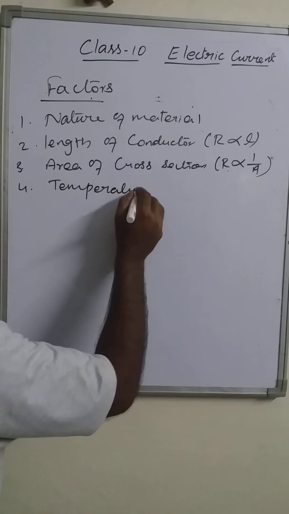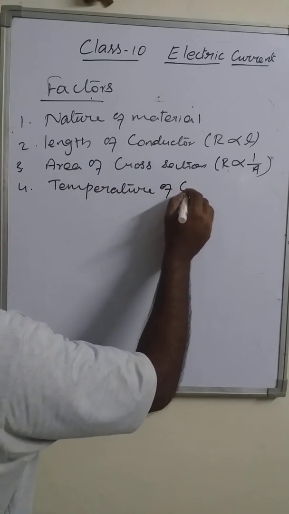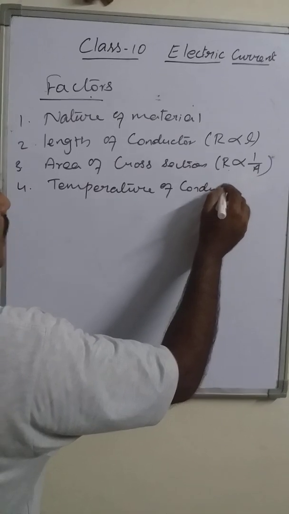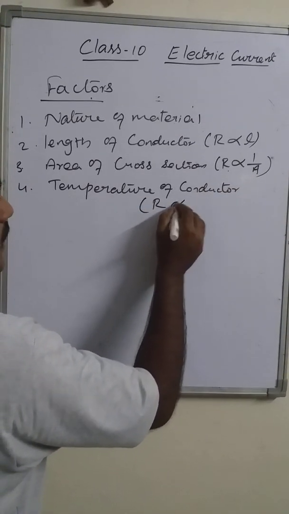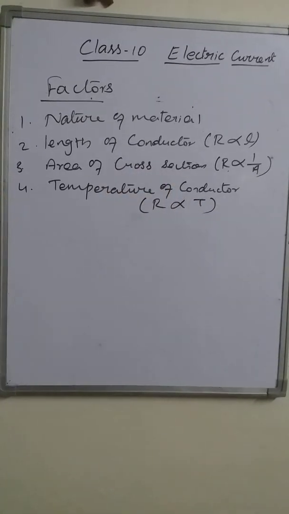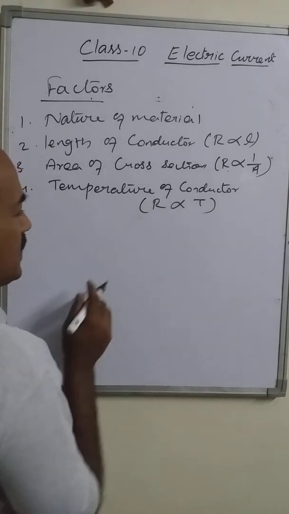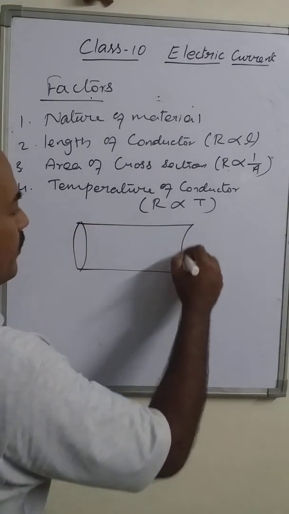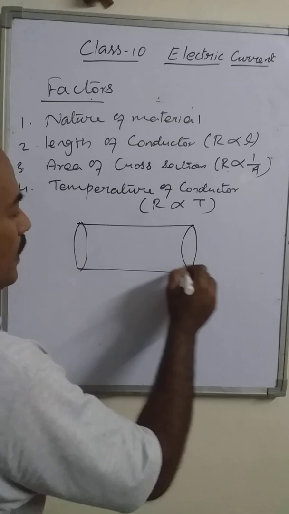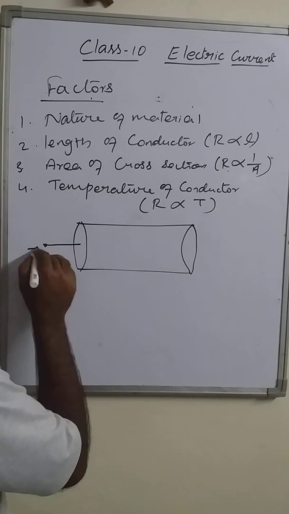Temperature of conductor. How does the resistance of a conductor depend on its temperature? It is directly proportional. It means if the temperature of the conductor increases, resistance also increases. Suppose a conductor is taken and it is connected across a cell with potential difference V.